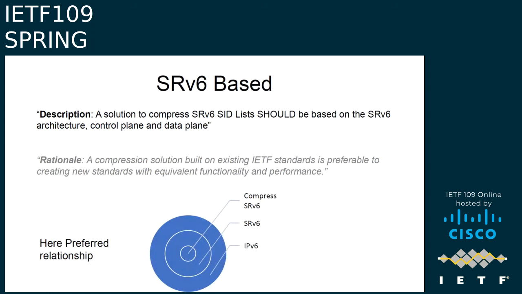So I've seen quite a few comments for this item. The description is that a solution to comprise SRv6 SID list should be based on the SRv6 architecture, control plane, and data plane. I would like to point out that we are using the word should instead of a must. So even if this item is agreed by the design team, that doesn't mean closing the door to any other proposal. Next page.